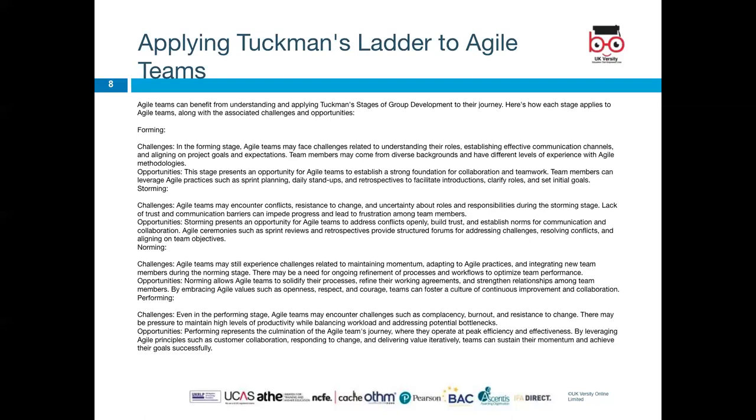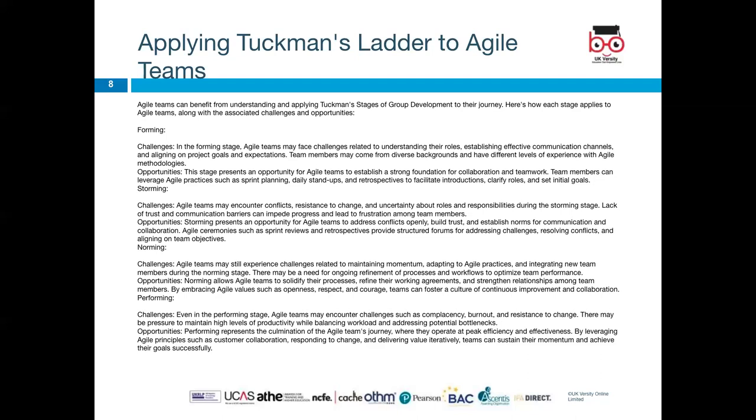So as an agile member or agile team, they facilitate effective communication through things such as daily stand-ups, and then they clarify your goal and set the initial goal. That's one of the opportunities of an agile team in that phase.